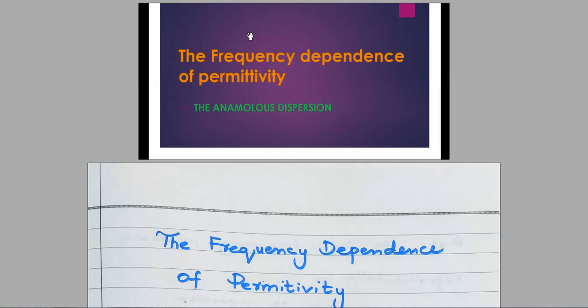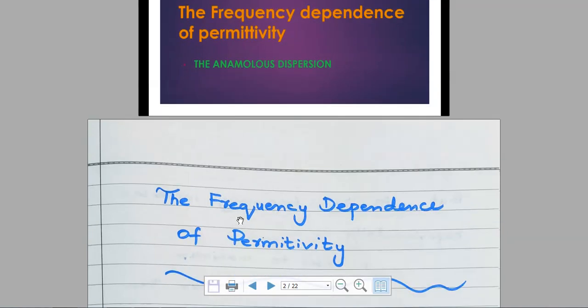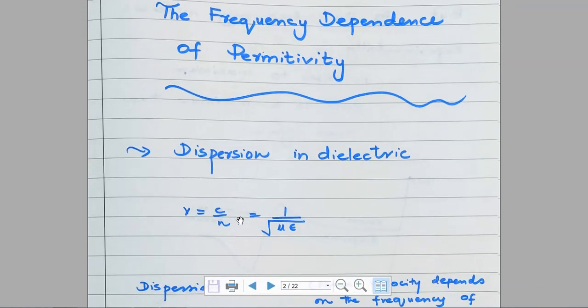Bismillahirrahmanirrahim. Dear students, today we are going to discuss the frequency dependence of permittivity. In this topic, we will develop a theoretical framework of anomalous dispersion. The frequency dependence of permittivity. First, discuss the dispersion in dielectric.